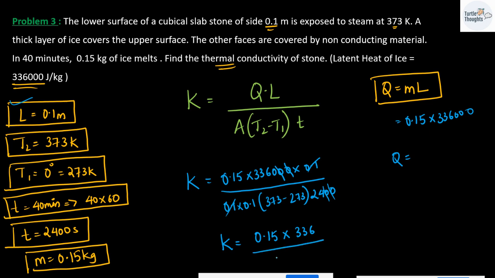It is divided by 0.1 multiplied by 100. So 0.15 multiplied by 336 divided by 0.1 multiplied by 100, right? When you simplify the values, 0.1 multiplied by 100 is going to be 10.